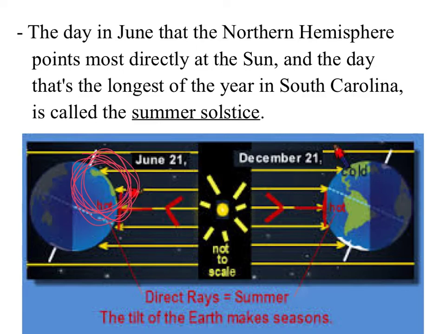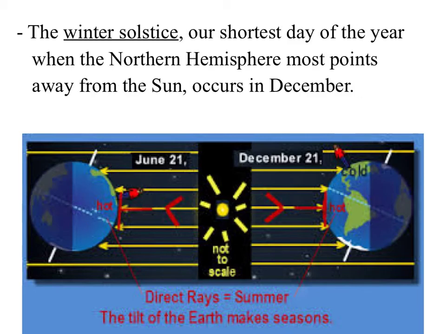The day in June that the Northern Hemisphere is most directly pointing at the sun is the longest day of the year for the Northern Hemisphere, including for South Carolina. That day is called the summer solstice. The opposite of that, the winter solstice, occurs in the Northern Hemisphere after the Earth has revolved halfway around the sun. It's taken half of a year to get there. All of a sudden, well, not all of a sudden, slowly, it became December 21st.